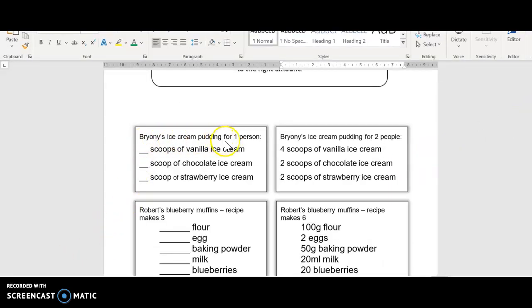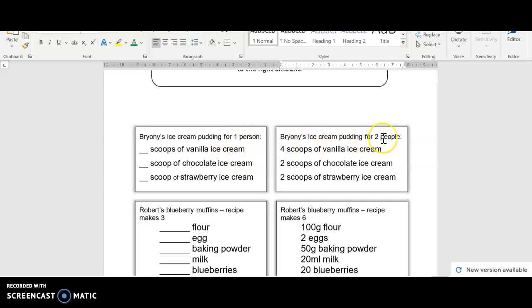Bryony's ice cream pudding for one person. We need to know how many scoops of vanilla ice cream, chocolate ice cream, and strawberry ice cream we need. But look, her ice cream pudding for 2 people needs 4 scoops of vanilla, 2 scoops of chocolate, and 2 scoops of strawberry. So if we were to scale it down, what are we going to do with those amounts to scale it back for one person?